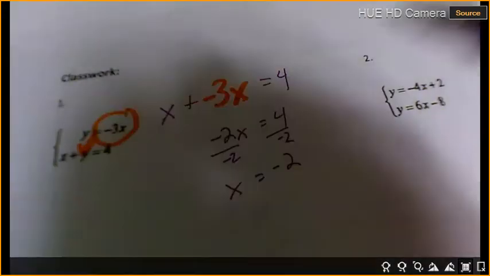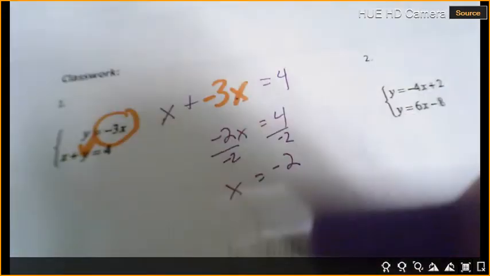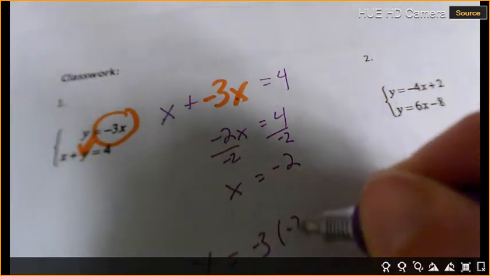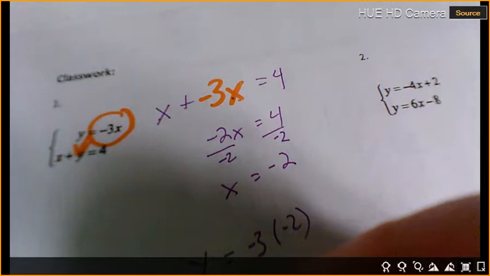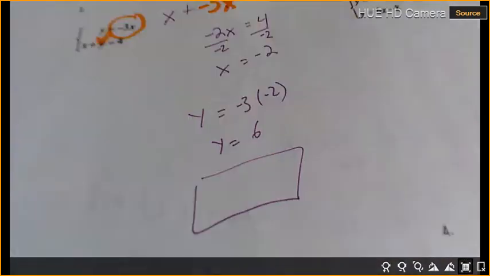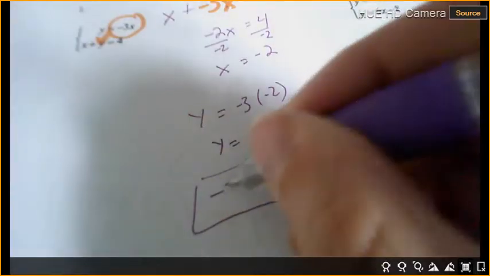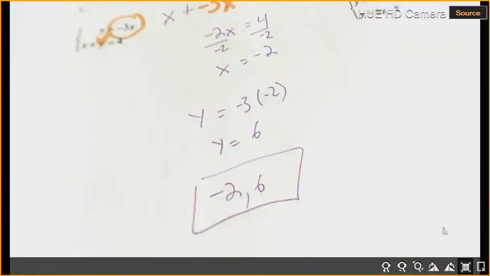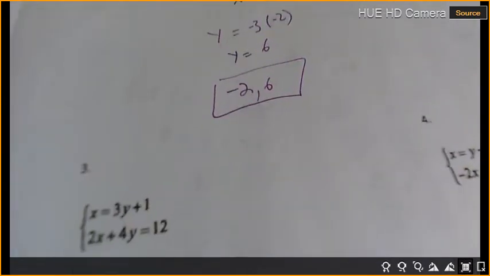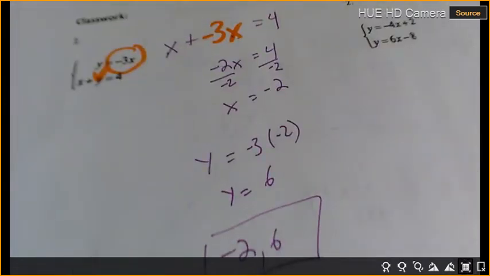Now I'm going to take that answer and I'm going to plug it back in. So y equals negative 3 times negative 2 gives me y equals 6. So my point is negative 2, 6. Okay, I'm going to skip 2 and I'm just going to go to 3. This was number 1, negative 2, 6. Going to do number 3.